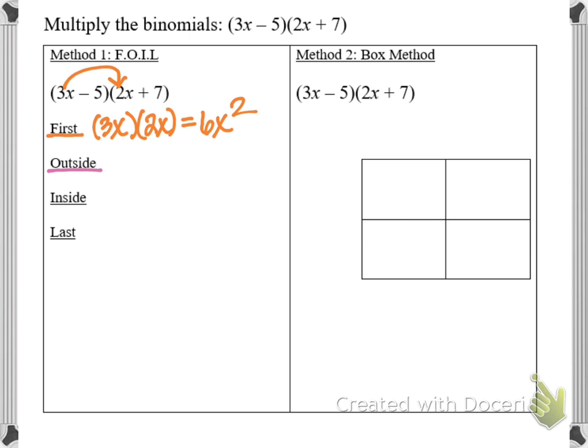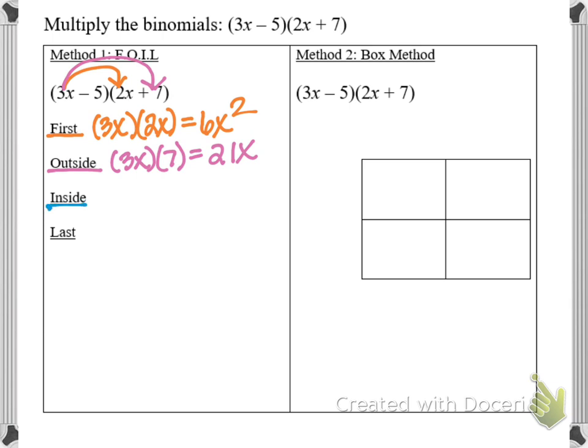That means if you look at both binomials in order from left to right, the terms on the outsides would be the 3x all the way on the left and the plus 7 all the way on the right. So if we multiply 3x times 7, we get 21x.